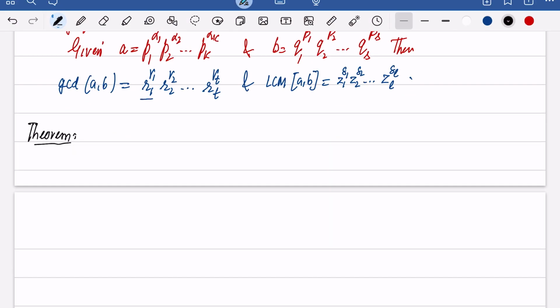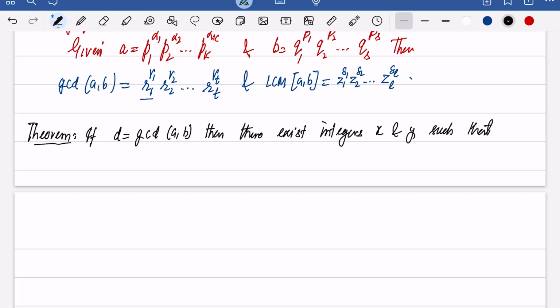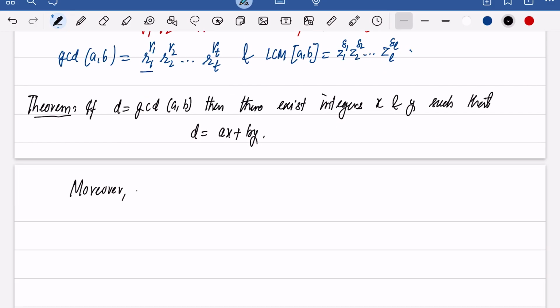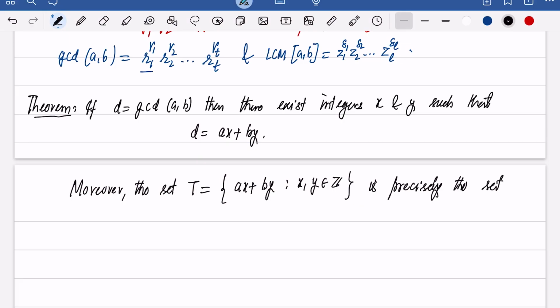Let's pick up this theorem regarding the GCD of two numbers. If D is equal to GCD of A comma B, then there exist integers x and y such that D is equal to ax plus by. Moreover, this set, which we shall denote by T, is defined as the set of all linear combinations ax plus by, where a and b are two given integers, such that x comma y belong to Z. This set is precisely the set of multiples of D, which is the GCD of A comma B.